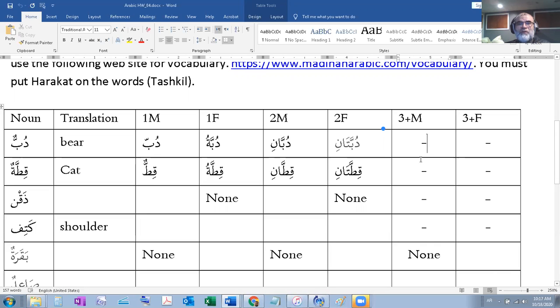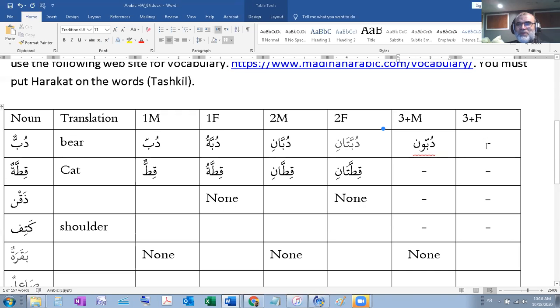So I don't want one of you to come and add, for example, I see someone taking this and adding waw noon, as though it is a noun derived from a verb. But dub, bear, is not a noun derived from a verb. Okay? So it does not have regular plurals.